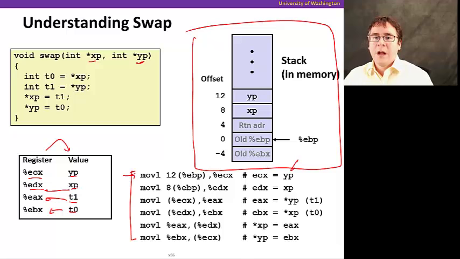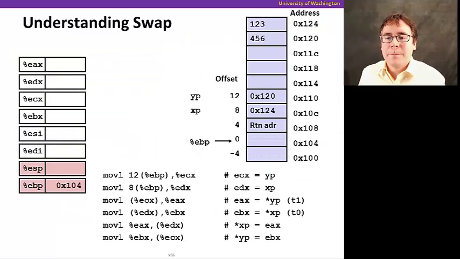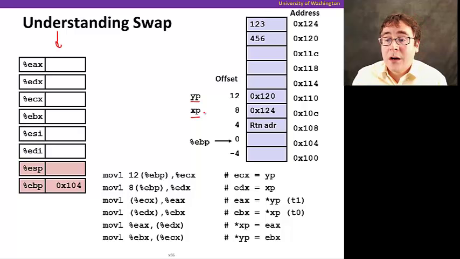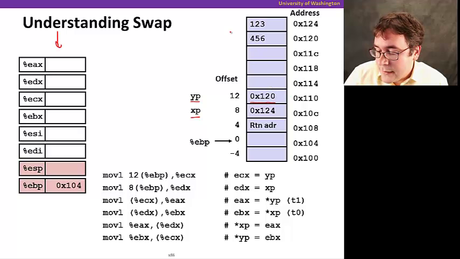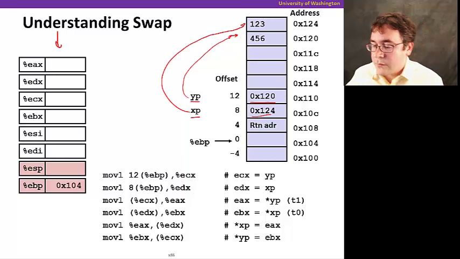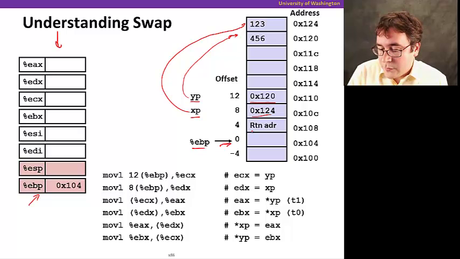Okay, so now we are ready to see how this gets executed step by step. Now we have our registers, as they are when we begin executing. And recall that both YP and XP are pointers, so they're variables that hold addresses. The address held by YP is 120, which is right here, so YP points to this location, and XP is 124, which means XP points to this location here. And our EBP, our stack pointer, is located at address 104, so EBP points to here, and we're going to see that a lot of memory locations are relative to it.